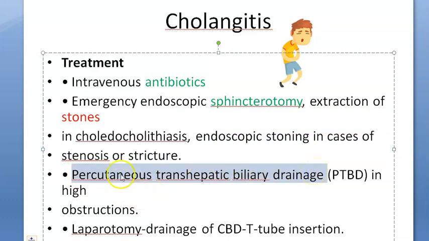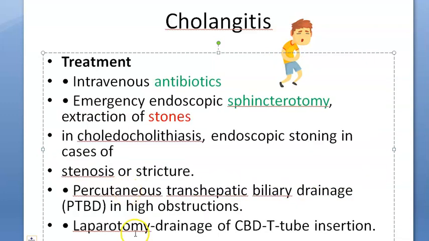Percutaneous transhepatic biliary drainage. Go via the skin. I'm thinking from this right upper quadrant, wherever he has pain, go there via the skin and then do the biliary drainage, whenever there is high obstruction. High means you can approach it from above. Laparotomy, drainage of the common bile duct, T-tube insertion.